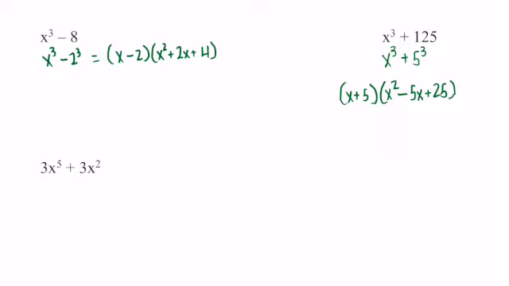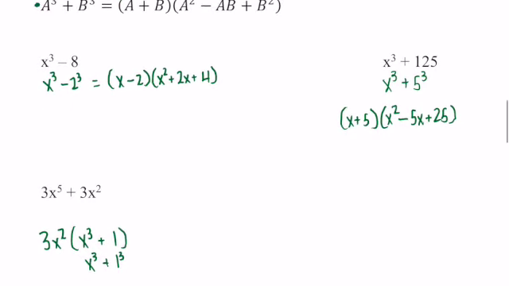From these terms, we would have a greatest common factor of 3x squared that we could factor out. From 3x to the fifth, when we factor out 3x squared, we would be left with x to the third. From 3x squared, when we factor out 3x squared, we'd be left with 1. Now it's important to notice 1 is 1 to the third. So x to the third plus 1 is a sum of cubes.